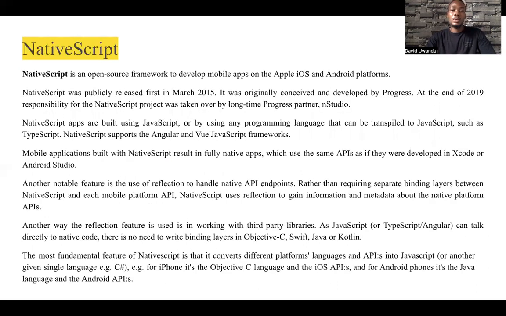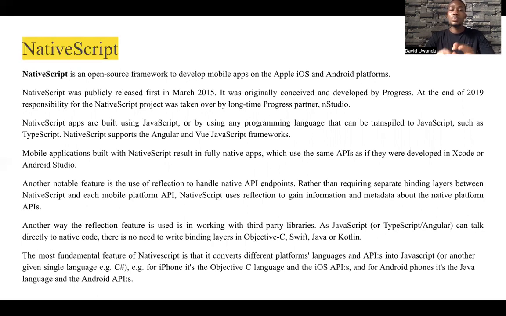Now, looking at NativeScript, it is an open source framework, and it is used to develop cross-platform applications also. It was first released in March 2015. It was conceived and developed by Progress, the company, and at the end of 2019, it was taken over by NStudio. And from then on, it has become one of the very popular frameworks for cross-platform mobile app development. Right now, it uses JavaScript. Yes, you can build using JavaScript or any other programming language that can be transpiled to JavaScript, such as TypeScript. And it also supports the Angular and Vue JavaScript frameworks.